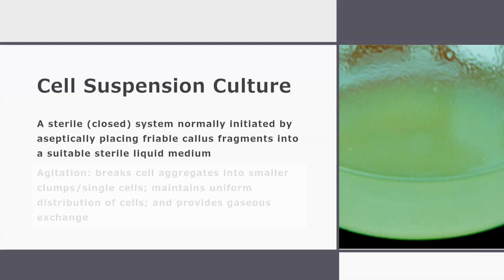When friable callus is placed into a liquid medium, usually the same composition as the solid medium used for the callus culture, and then agitated, single cells or small clumps of cells are released into the medium. Under the correct conditions, these released cells continue to grow and divide, eventually producing a cell suspension culture.